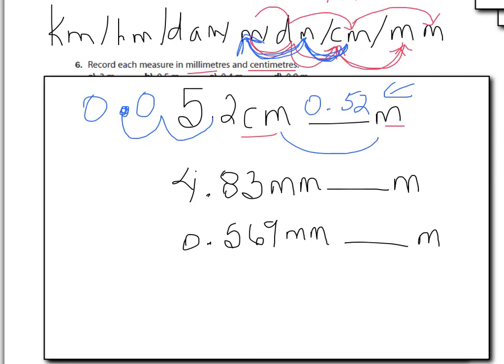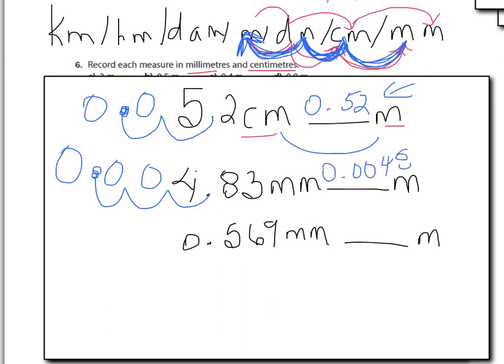From millimeters to meters, you're now going to have 3 jumps to the left. 1, 2, 3 jumps to the left. Fill these in with zeros. We need a 0 in front of the decimal. So 0.00483 meters.